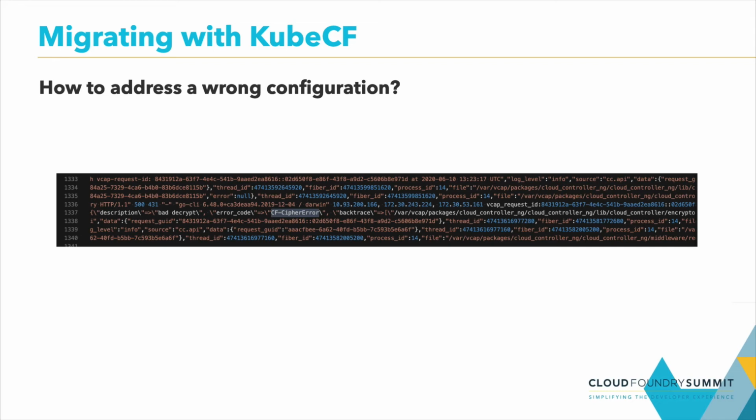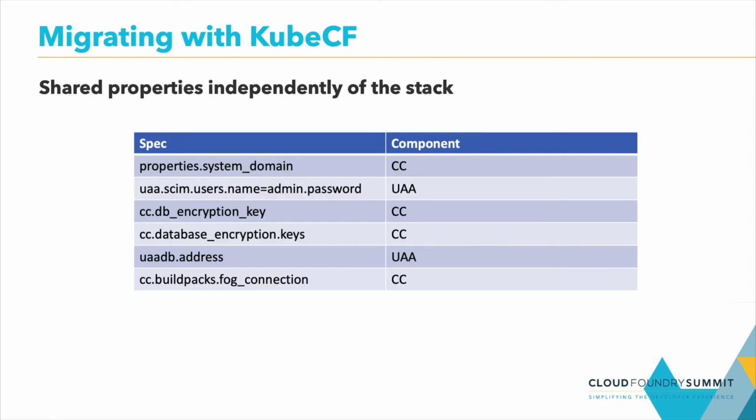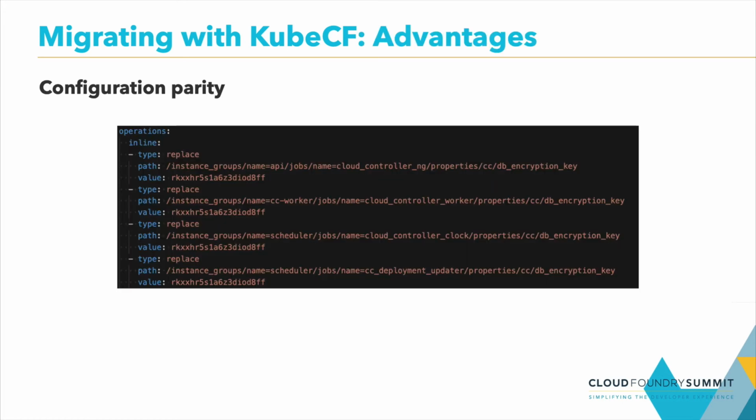For example, here I tried to highlight one thing, that was the cloud controller. Basically, the cloud controller was not able to decrypt a particular thing. I eventually realized that for a use case like this one, a lot of the values that you defined before for your CF configuration, you want to preserve them and use them in KubeCF. So I have a list of examples here, like the domain, encryption keys, UAADB address, buildpacks, connection hash, and so on, related with the different components.